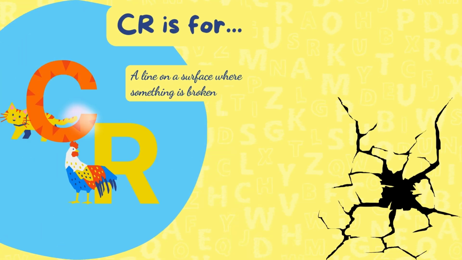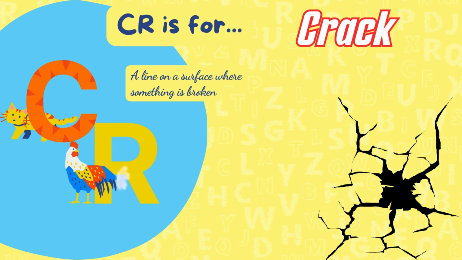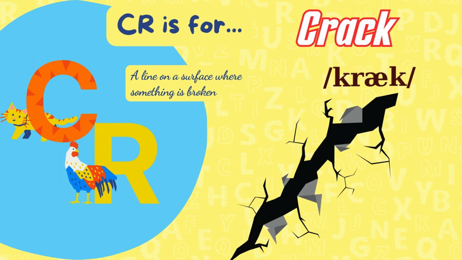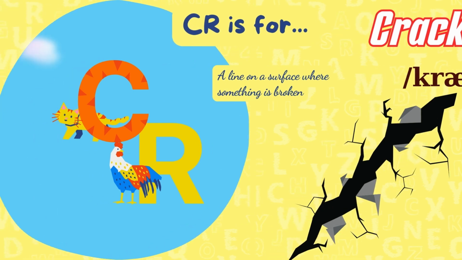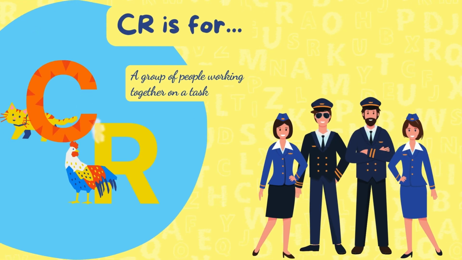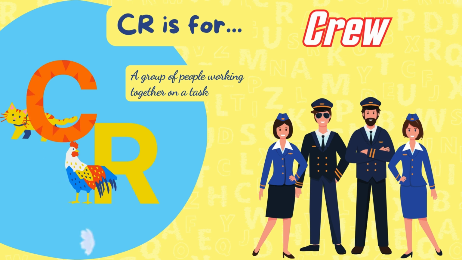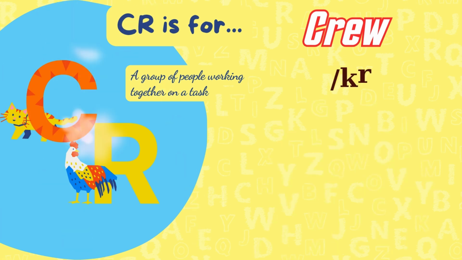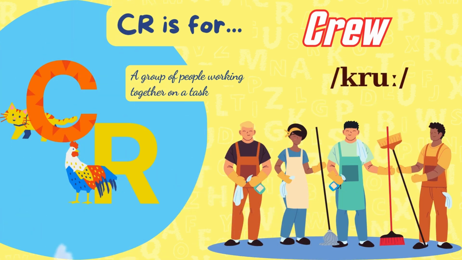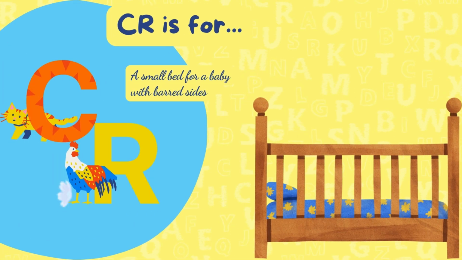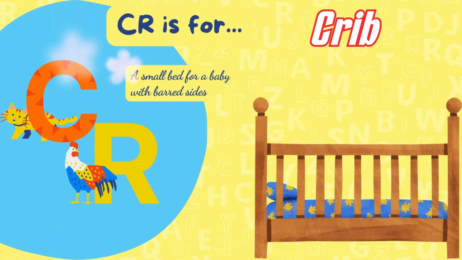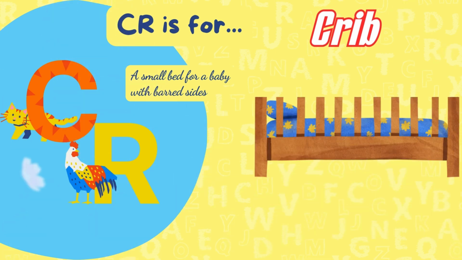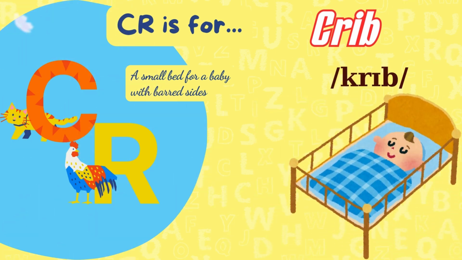Crystal. Crystal. CR is for crack. Crack. Can you say it with me? Crack. Crack. CR is for crew. Crew. Repeat after me. Crew. Crew. CR is for crib. Crib. Let's say it together.